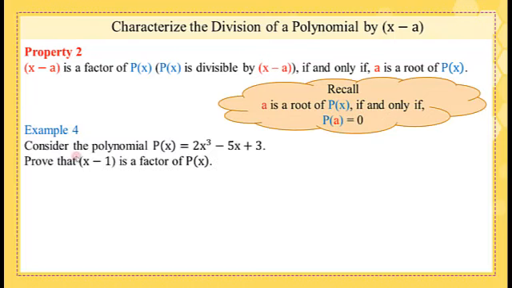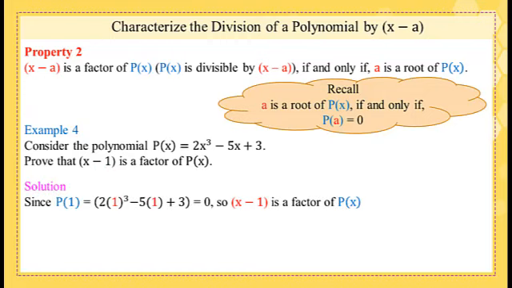Example: consider the polynomial p of x equal 2x cubed minus 5x plus 3. Prove that x minus 1 is a factor of p of x. Solution: since p of 1 equal 2 into 1 cubed minus 5 into 1 plus 3 equal to 0, so x minus 1 is a factor of p of x.